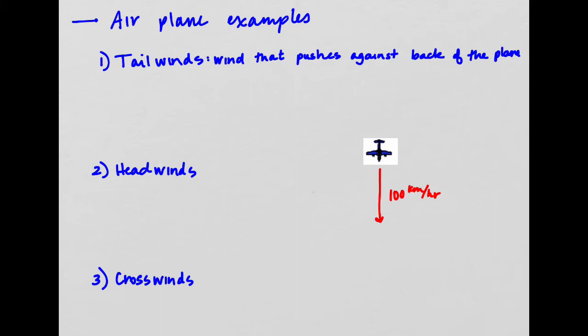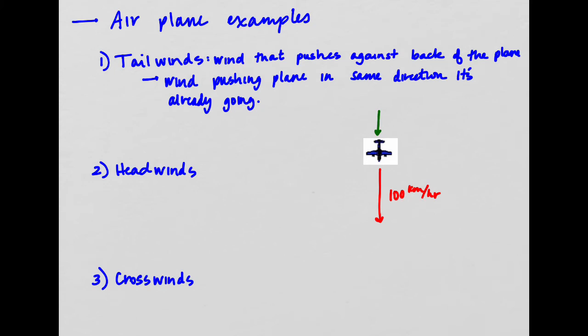So a tailwind is occurring on the plane. It's pushing on the plane also. The tailwind is the wind that pushes against the back of the plane, so it's going to be back here, pushing the plane forward. It's in the same direction that the plane is going, is another way you can think of this. All right, so we have a tailwind of 25 kilometers per hour.